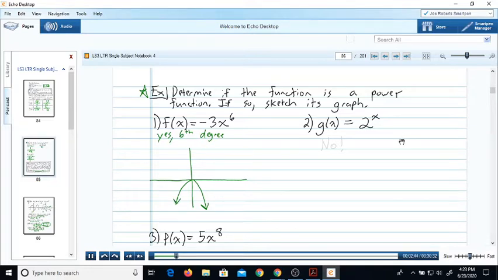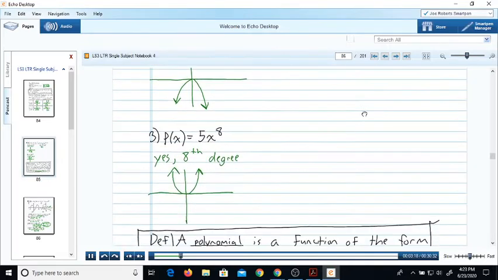Now note that example 2 is not a power function. Notice the x is in the exponent's place. If the variable is in the exponent's place, it is an exponential function, something we'll be discussing in the next unit. So this is not a power function. It's not the correct structure. Number 3 is a power function, and it's 8th degree. And notice it's positive out front. So positive and even means the graph will look something like that.